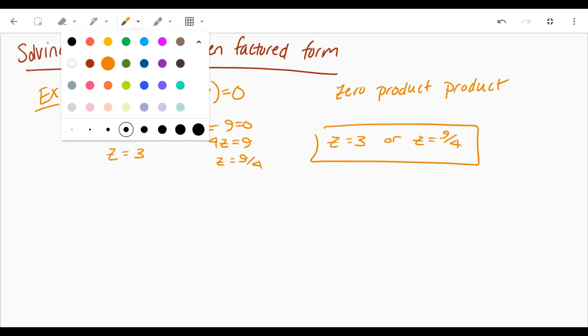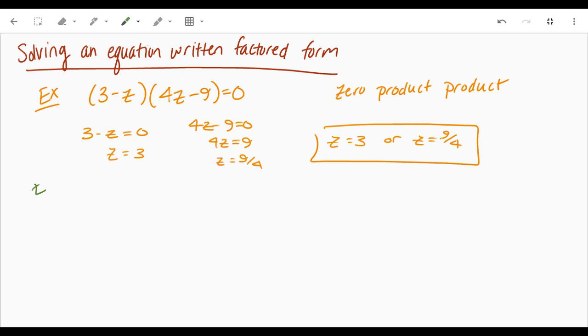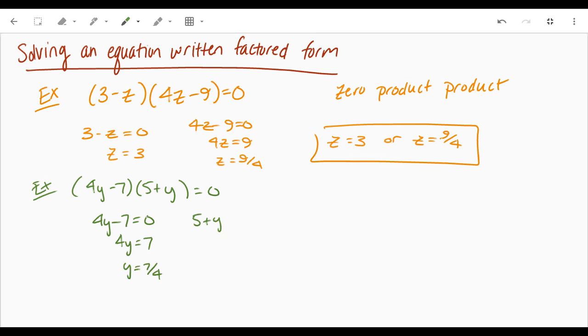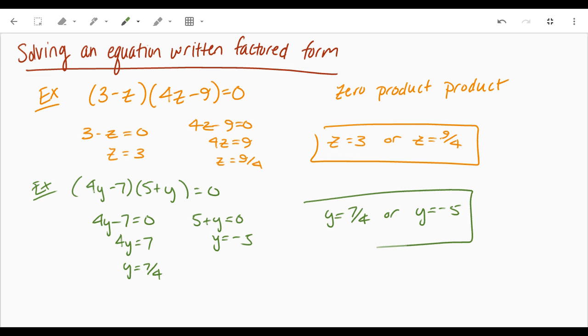If we have something like 4y minus 7 times 5 plus y equals 0. So again, just take your first factor, set it equal to 0. So y would be 7/4. Second factor, set it equal to 0. Y would be -5. Okay, that's a nice one.